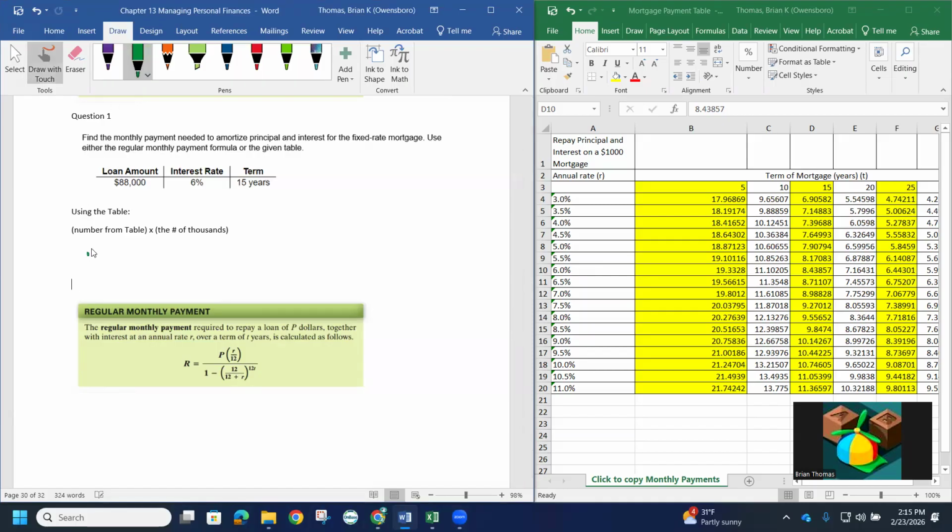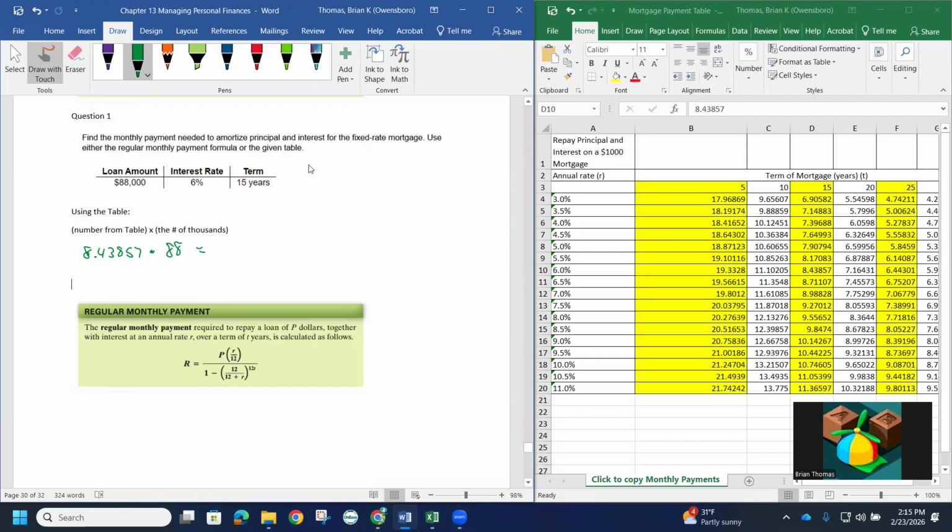8.43857. We want to multiply that number by the number of thousands. Since we have 88,000, the number of thousands is 88. Essentially, what you do is you move the decimal three places to the left, or drop the three zeros, and that's going to be the number of thousands. So that's all we have to do if I'm using the table: just multiply this number off the table by the number of thousands.